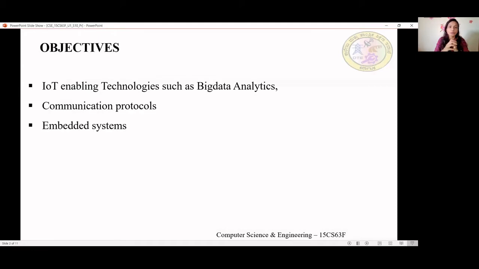Today we will continue IoT enabling technology such as big data analytics, communication network, and embedded system. So do you have any idea what is big data analytics? What is this big data and what is this analytics? Do you have any idea?